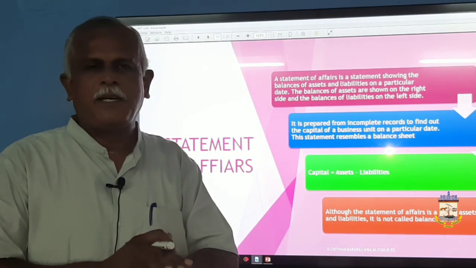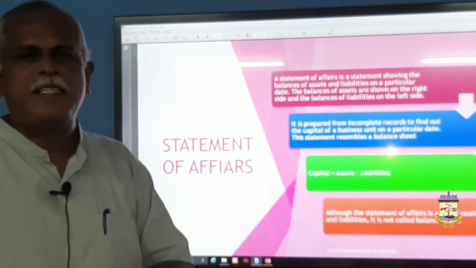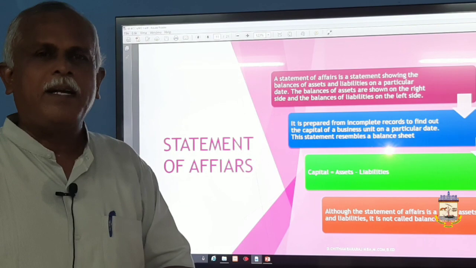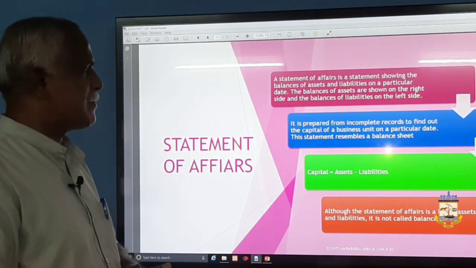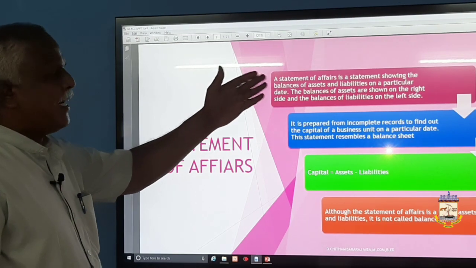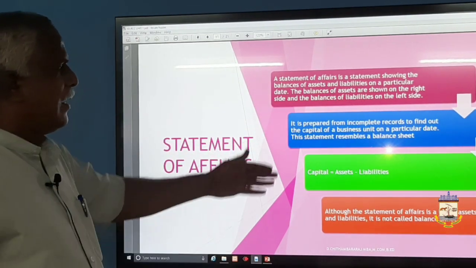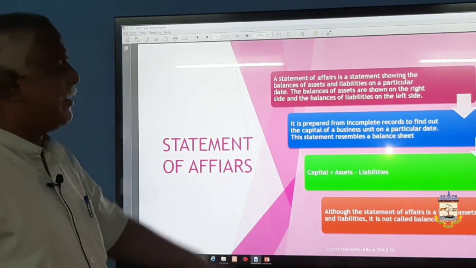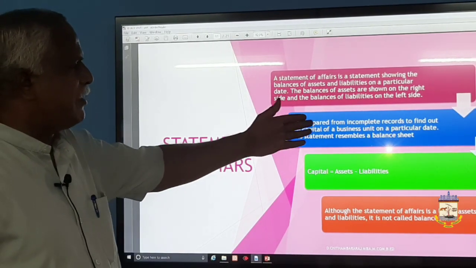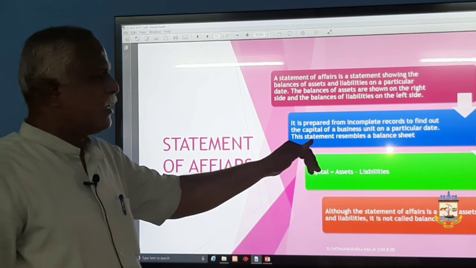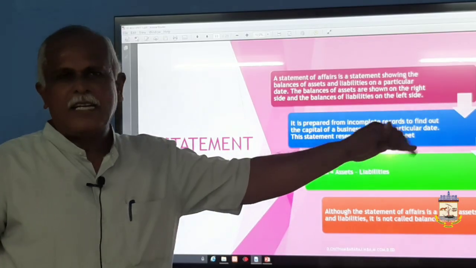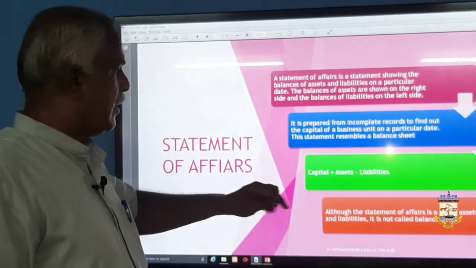Now what is prepared is statement of affairs. Statement of affairs is a statement prepared on a particular date to find out capital of the business. It's a statement showing balance of assets and liabilities. It is prepared from incomplete records to find out the capital on a particular date. It resembles a balance sheet. It looks like a balance sheet.